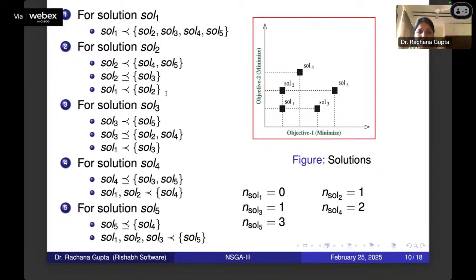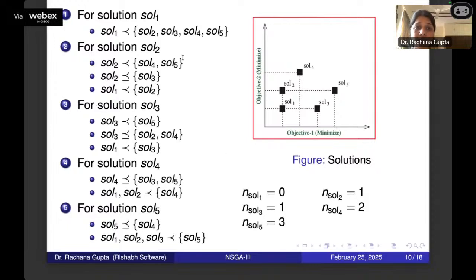So everything we need to write likewise. The same we have written for solution 3, solution 4, and solution 5. You can just take a screenshot or a photograph and work it out on your own. So likewise we have listed all the solutions which are dominated by a particular target solution, which are non-dominated with the target solution, or which dominate the target solution. All these things we write likewise.